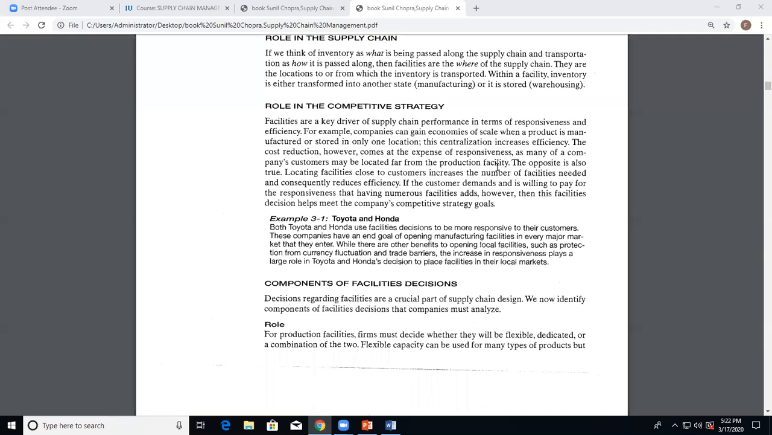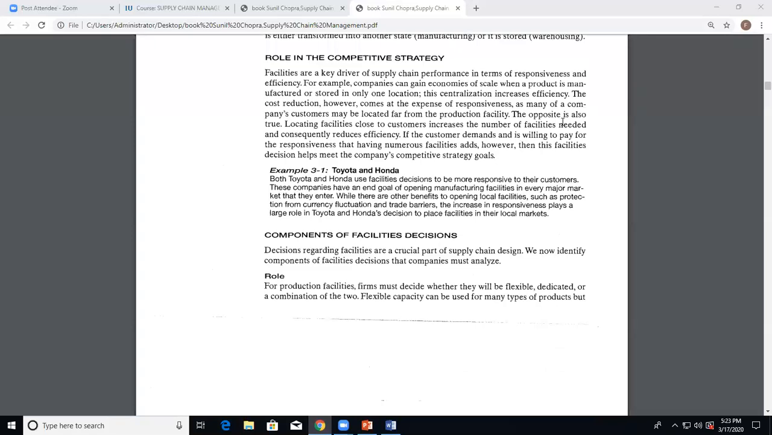So this centralization increases efficiency. Actually, ठीक है. In bulk, in batches, they produce the product in thousands of the batch in a go. ठीक है. The cost reduction, however, comes at the expense of responsiveness. Obviously, cost reduction होती है, but at the expense of responsiveness. For example, if any customer will say, I want that many cartons, you can never provide until your facility is available and you can have the bulk production facility available for you. ठीक है.